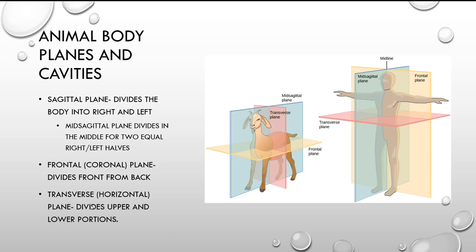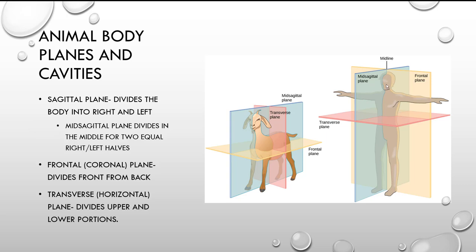So when we're talking about the different planes, we have three positions where we can basically cut the human. The first one would be the sagittal plane. The sagittal plane divides the body from right to left, or the goat from right to left. Depending on where we're cutting it, if we're cutting along the exact middle of the human, then we get equal right side to left side. That's called the mid-sagittal plane.